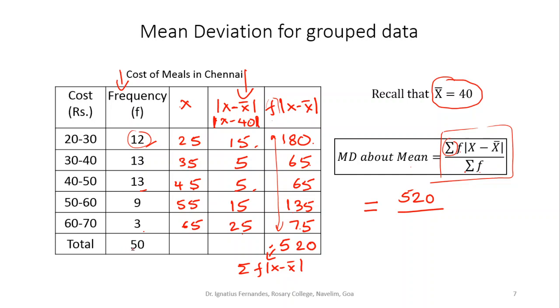Summation of f is the total frequency, which is 50. So divide 520 by 50, and what you will get is 10.4. So for this frequency distribution table, that is the cost of meals in Chennai, the mean deviation about mean is 10.4. The same way, let us find out the mean deviation about median and mode.